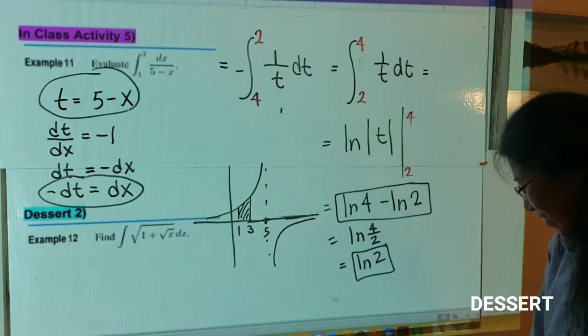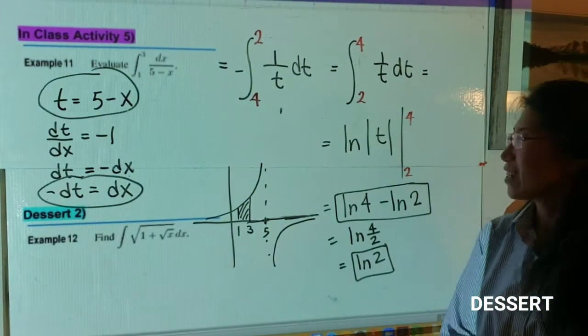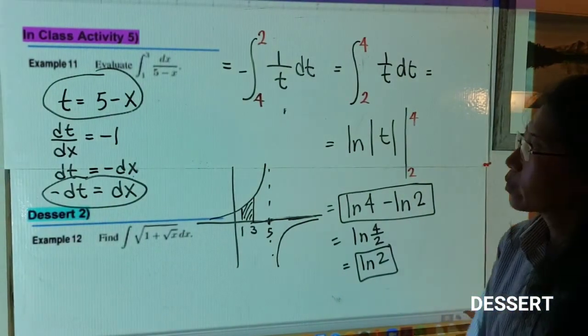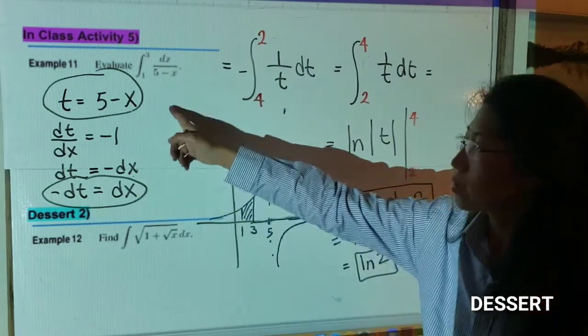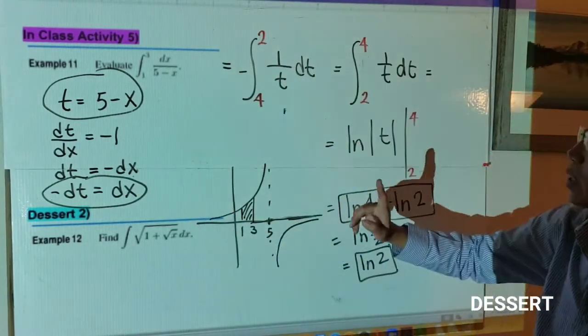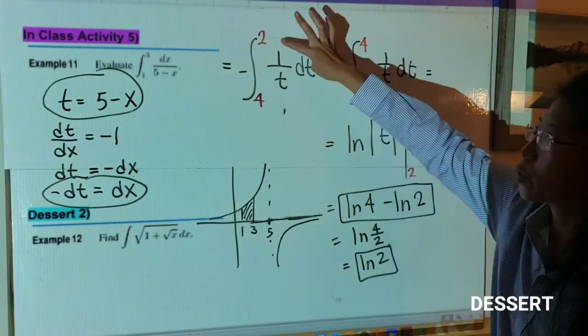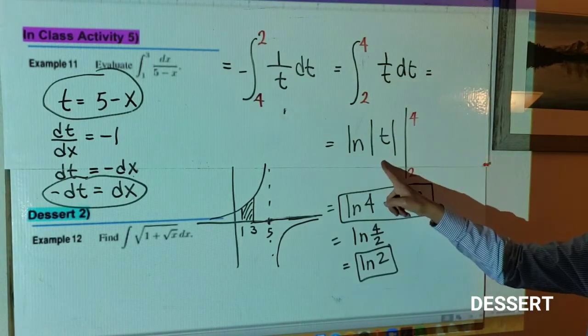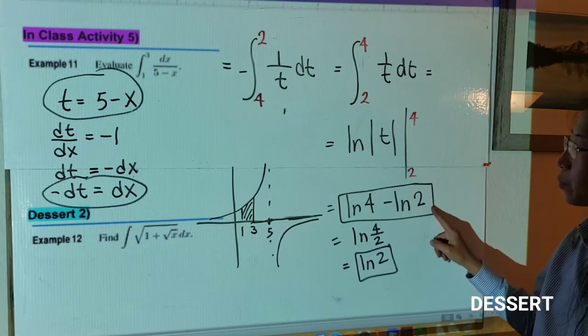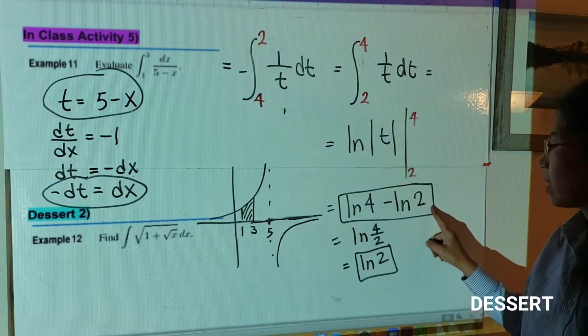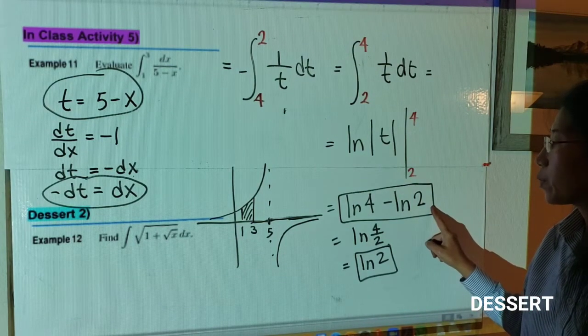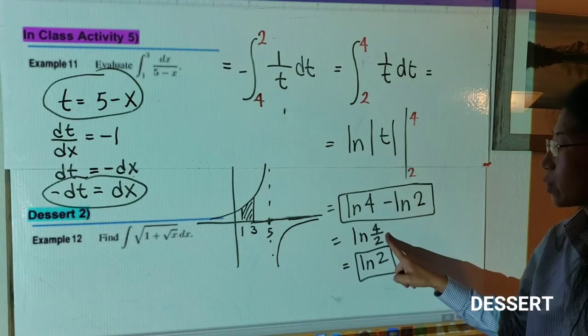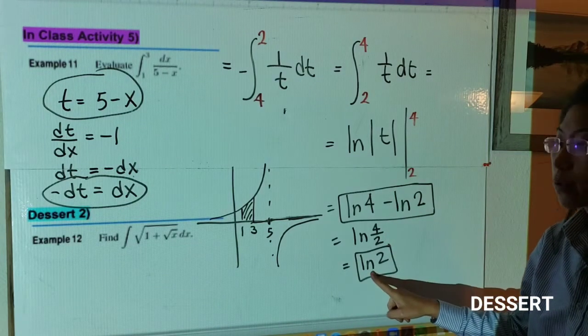So how's it going? Let's look at our in-class activities, both getting better. Be careful this time: when I substitute, the limits become 4 to 2. I don't like to have 4 to 2 as my domain, so I switch to 2 to 4 by taking the negative. From here, it's straightforward, but be careful. Don't stop here. You have those natural log properties, where subtraction becomes a division. So I put it as natural log of 2.